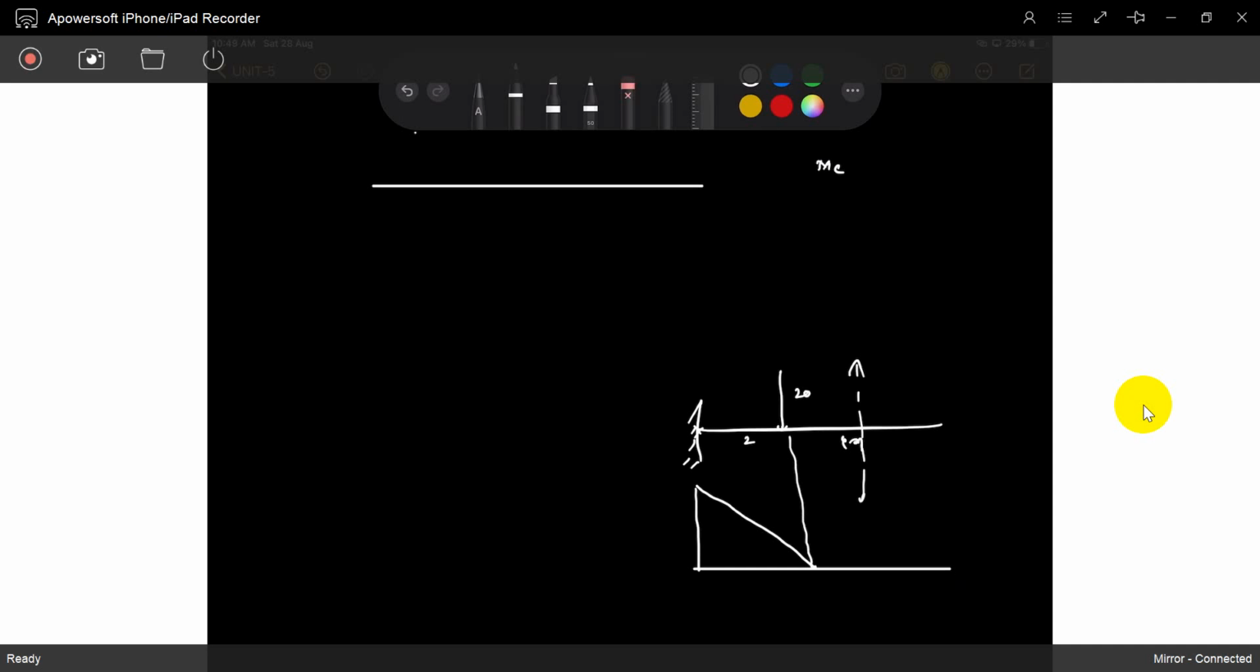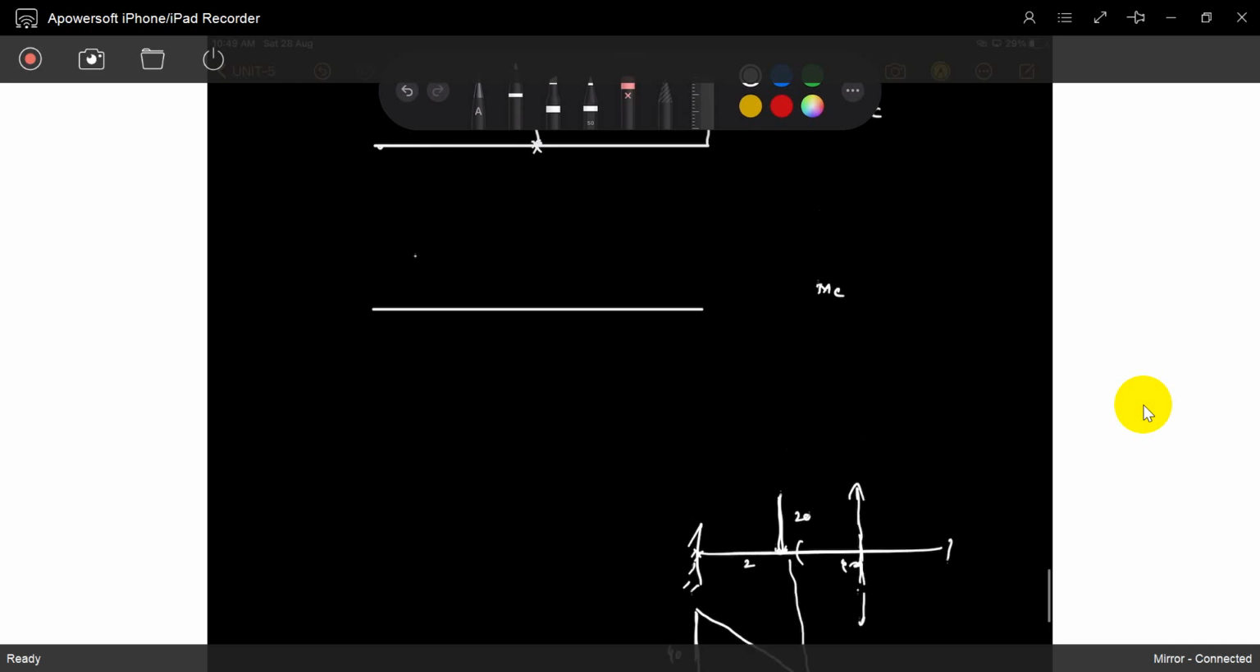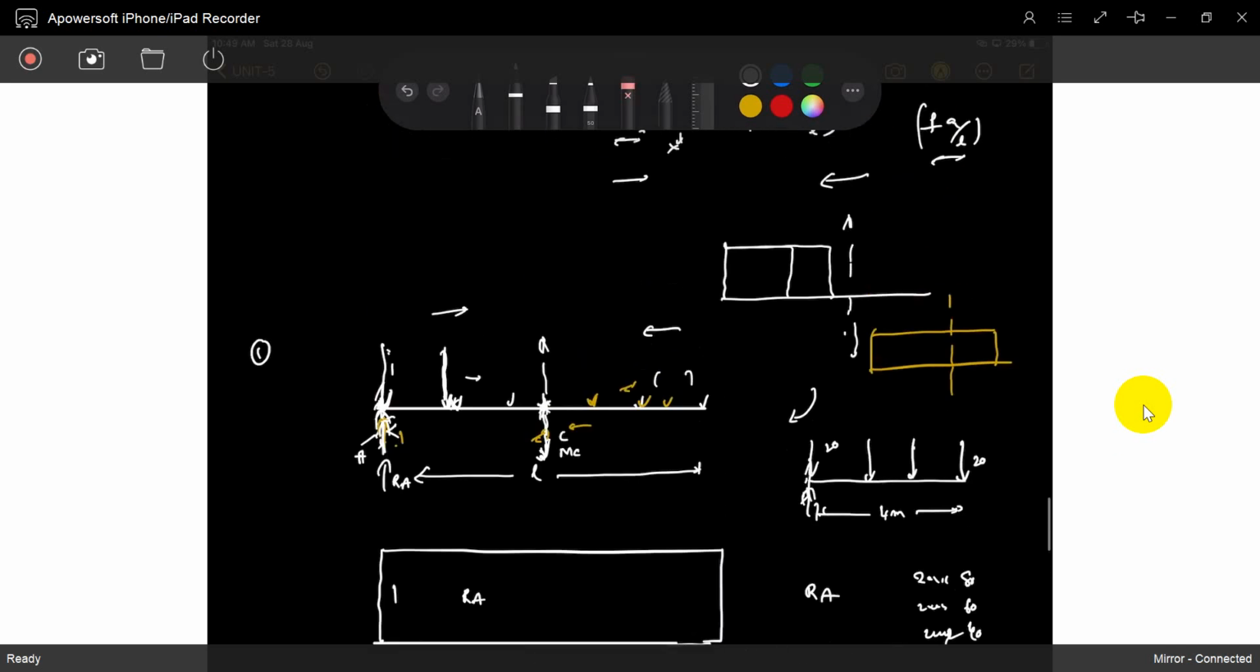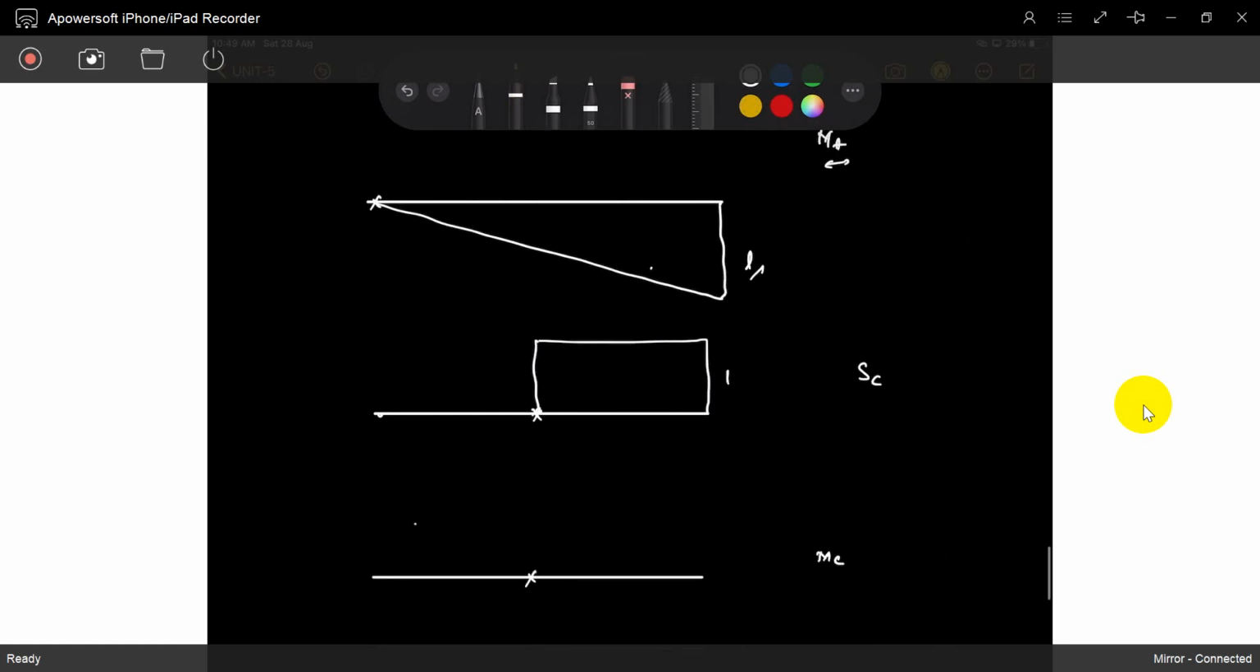This is just an overhanging force. Nothing else will take care. If you apply 20 here, it's 20 into 2, that's 40. At this place it is 0. So the remaining total is 0. So the shear force at this location is 0. Same thing, you can see it. If you apply a load here, everything is 0. At every position, the bending moment at this location is 0. Understood? So up to this it is 0.